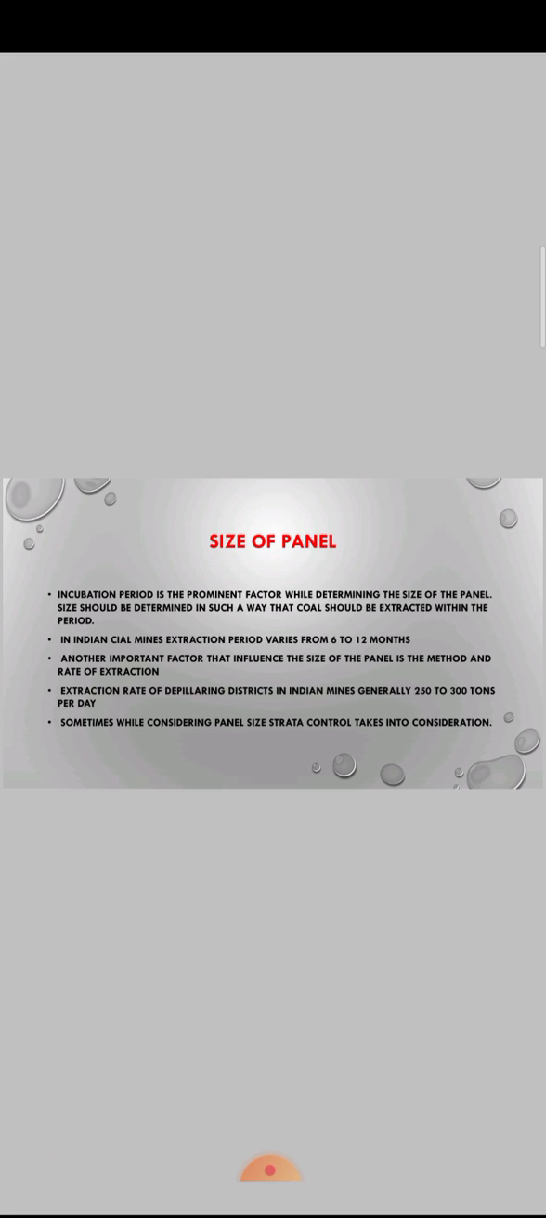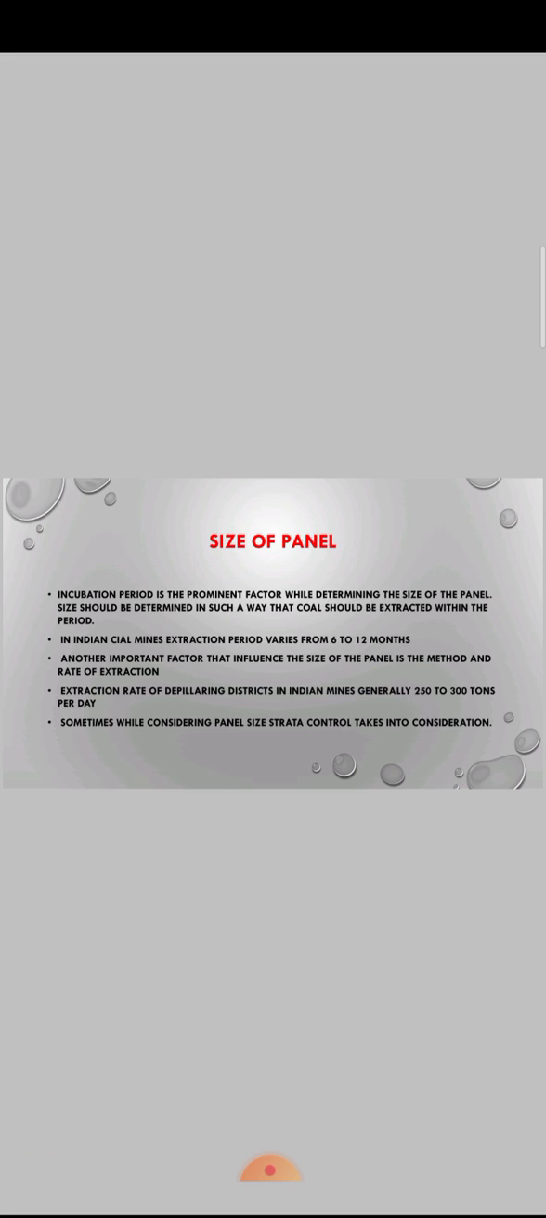Size of the panel. Incubation period is the prominent factor while determining the size of the panel. Size should be determined in such a way that coal should be extracted within the period. In Indian coal mines, the extraction period varies from 6 to 12 months. Another important factor that influences the size of the panel is the method and rate of extraction. Extraction rate of a depillaring district in Indian mines is generally 250 to 300 tons per day.